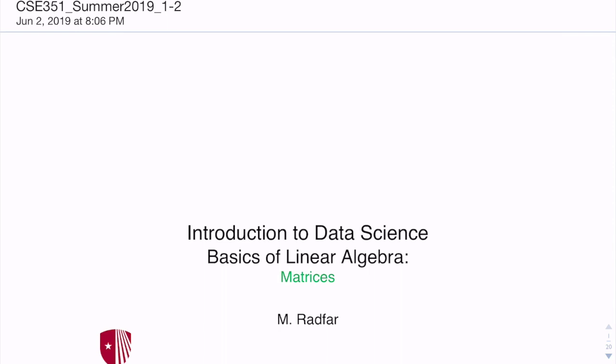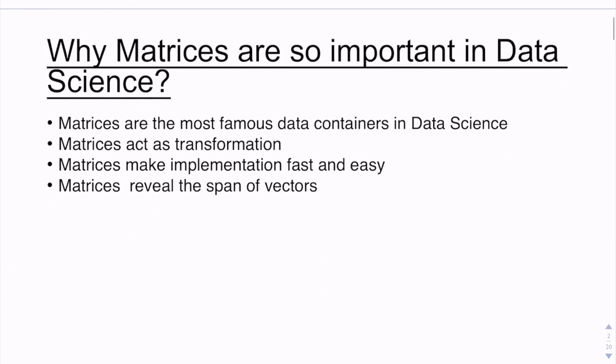Today's subtopic is matrices. In the first three videos we discussed vectors and the properties of vectors, and also some concepts, definitions and examples. Today the focus is on matrices. First, why are matrices so important in data science?